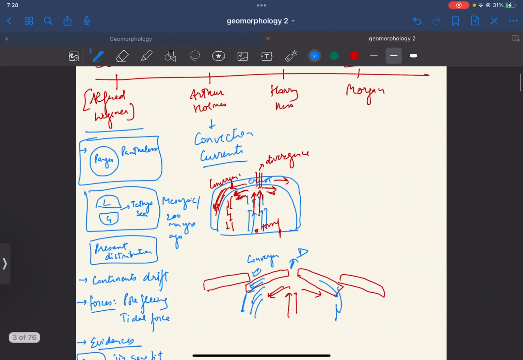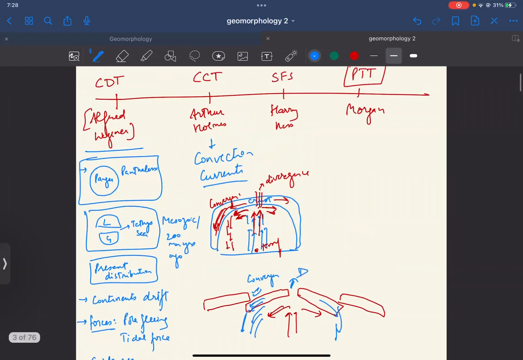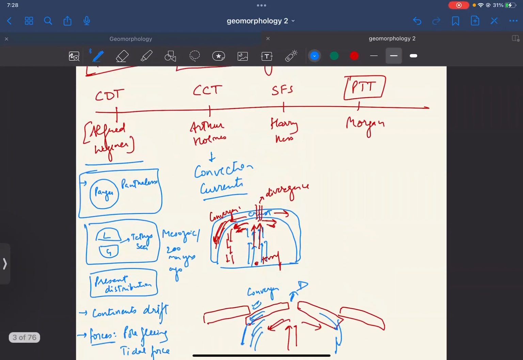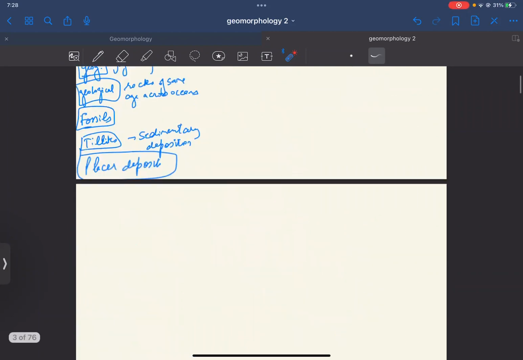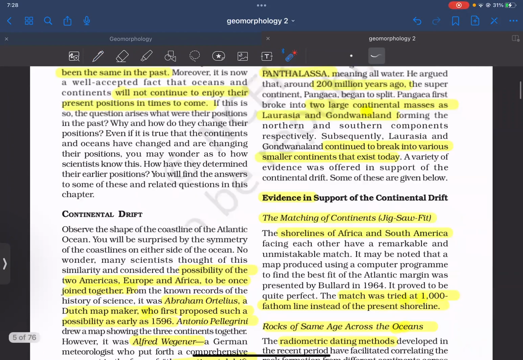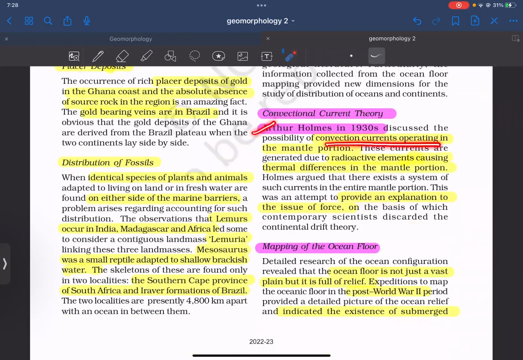This concept was basically used by seafloor spreading, and in today's time this is the most acceptable theory for the movement of plates. Okay, so seafloor spreading. What happened after World War II? There were a lot of discoveries. Arthur Holmes said there is operation of convection currents in the mantle portion. And how are convection currents formed? Basically, molten magma is formed. Release of heat, radioactive elements, and residual heat are responsible.